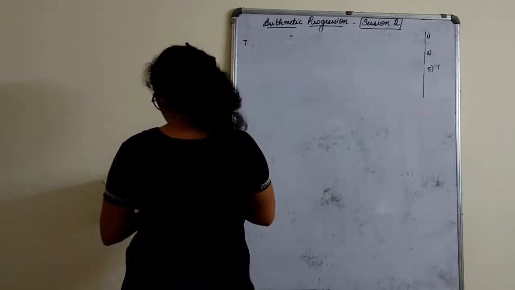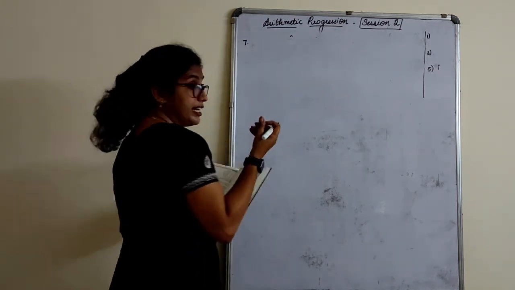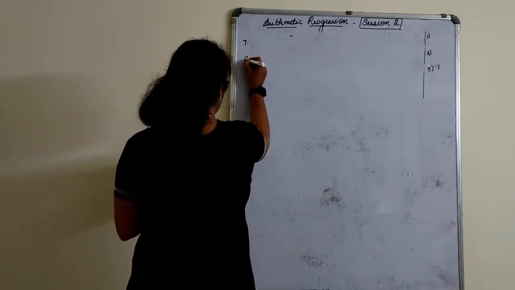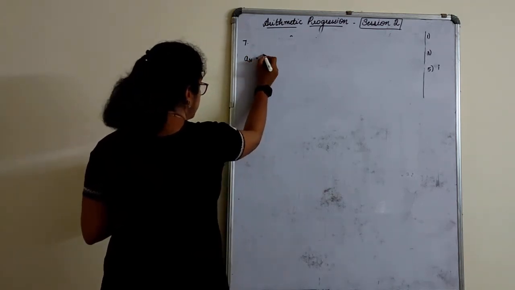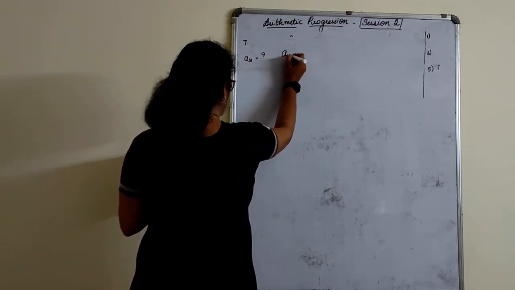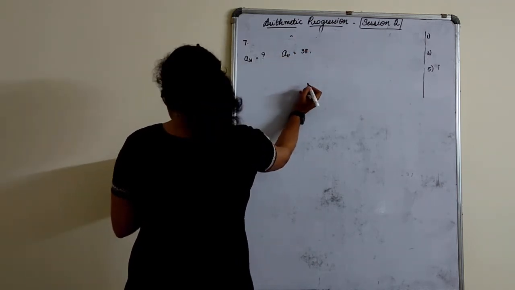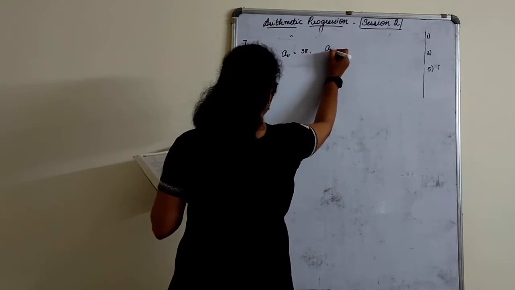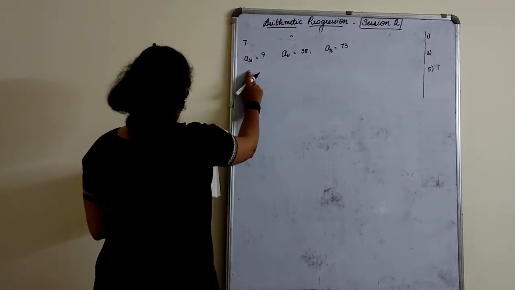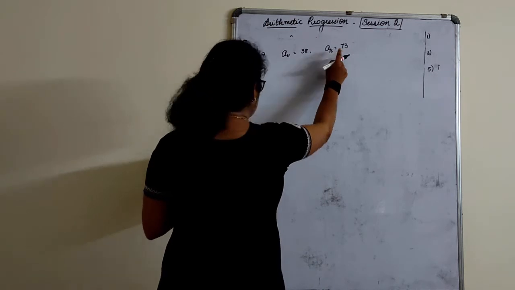Seventh one. Find the 31st term of an AP. As you read the question, you need to go on writing. Find the 31st term, A31, of an AP whose 11th term is 38 and 16th term is 73. I repeat, find the 31st term of an AP whose 11th term is 38 and 16th term is 73.